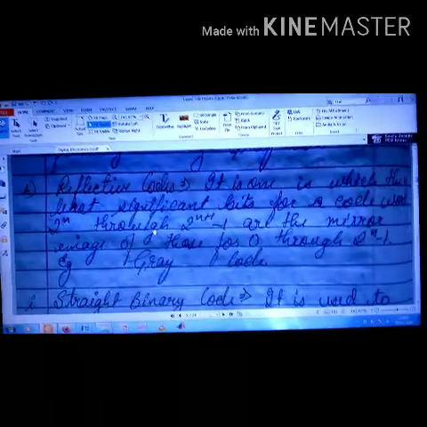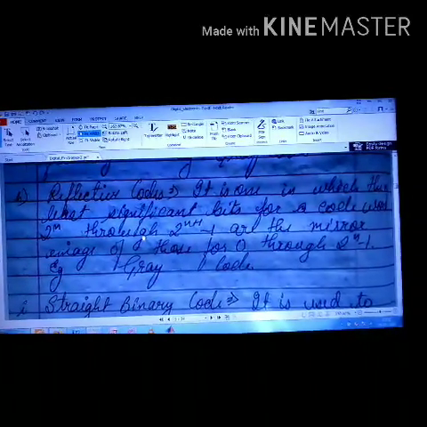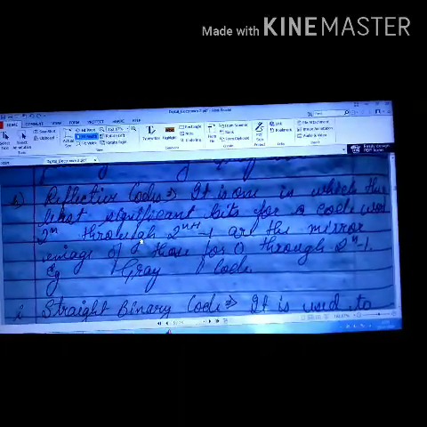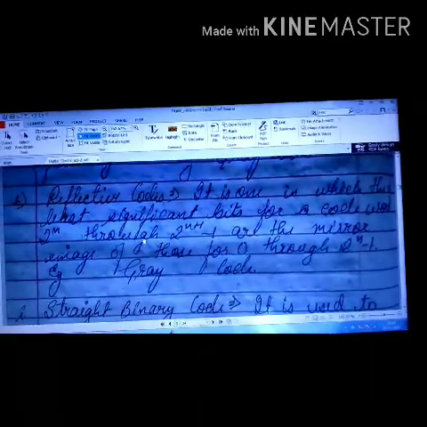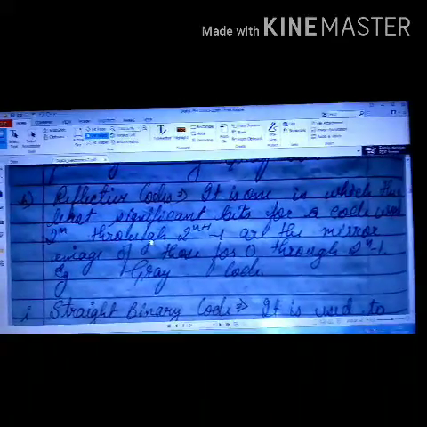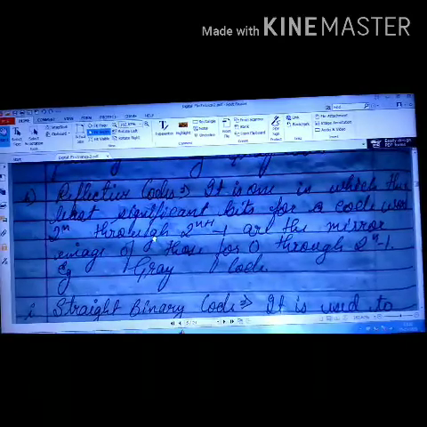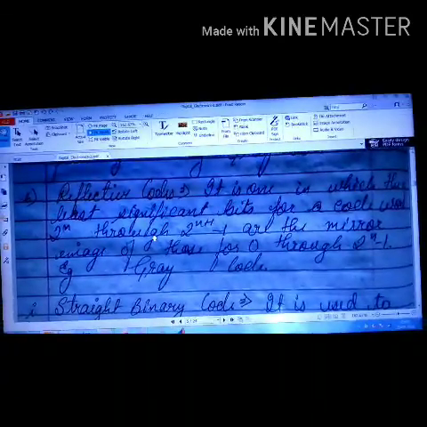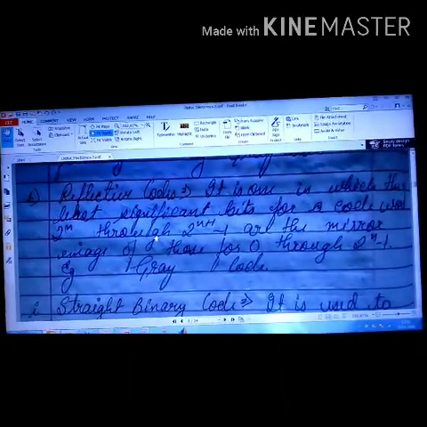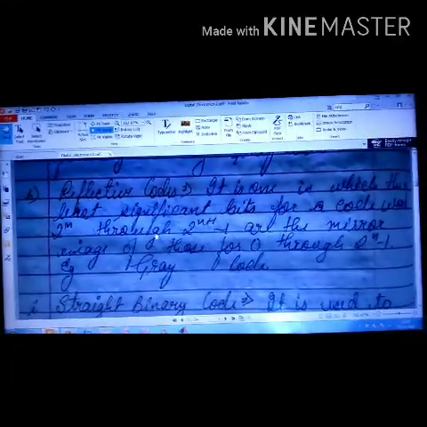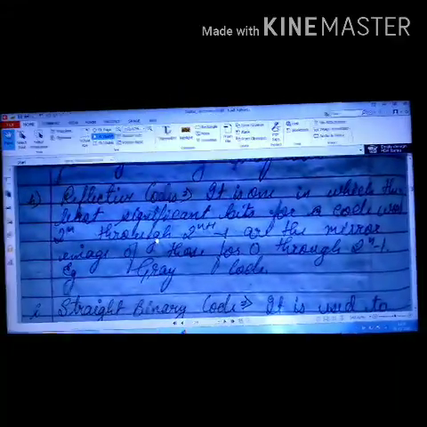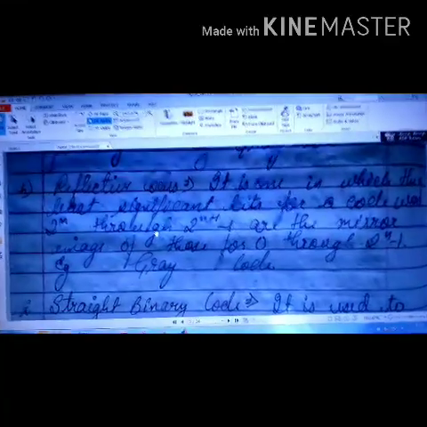Then the reflective code. It is one in which the least significant bits of the code words 2 to the power n through 2 to the power (n+1) minus 1 are a mirror image of those for 0 through 2 to the power n minus 1. Again, gray code is an example. If you place a mirror, you get the exact same numbers in these codes.